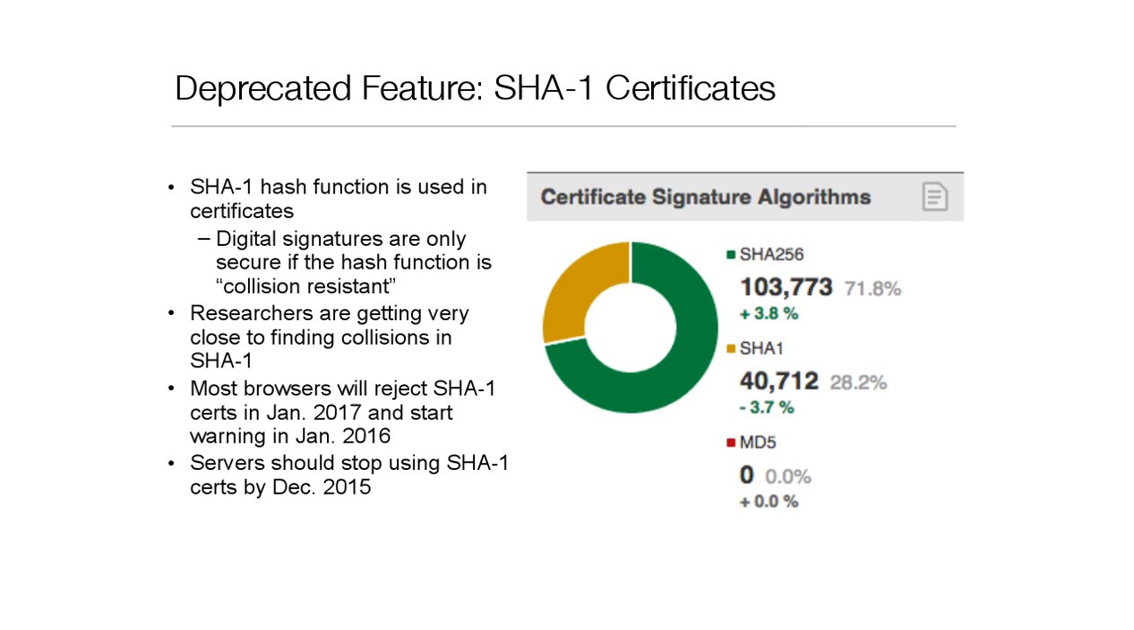Now new servers use SHA-256 or SHA-512, modern SHA algorithms, not SHA-1. Servers should stop using SHA-1 certificates by December 2015. By December 2015, SHA-1 is disabled in most servers, and they now use modern SHA algorithms for hashing.